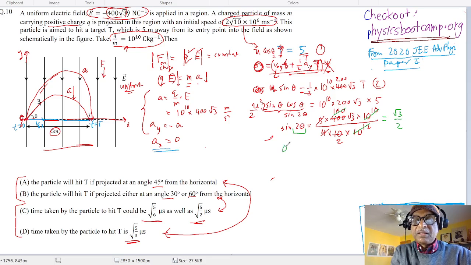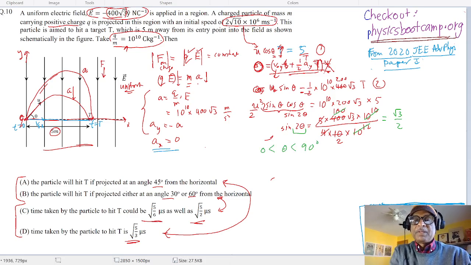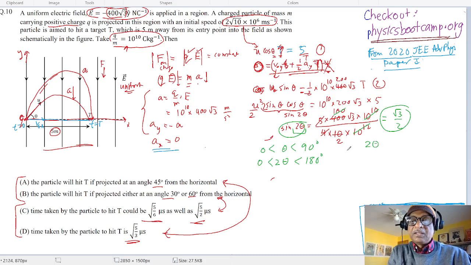The range of theta is between 0 and 90 degrees. So the range of 2 theta is between 0 and 180 degrees. So when sine 2 theta is square root of 3 over 2, 2 theta in this range can be 60 degrees or 120 degrees.